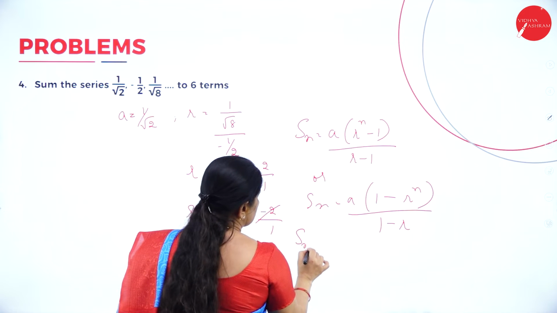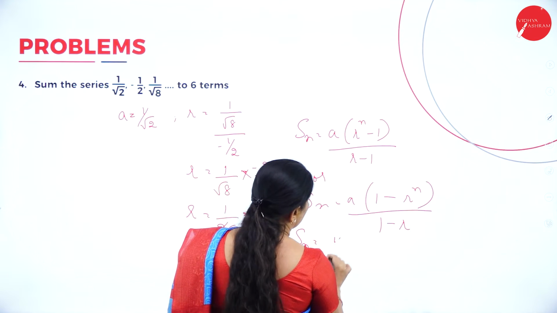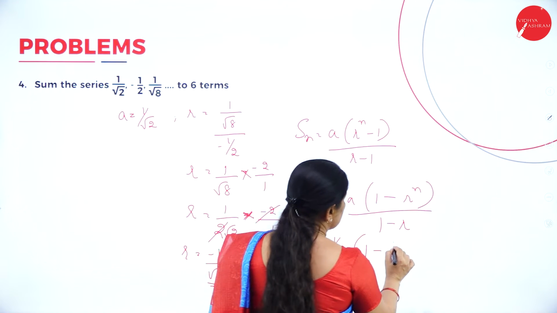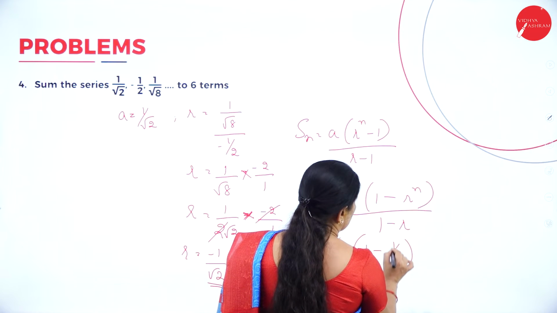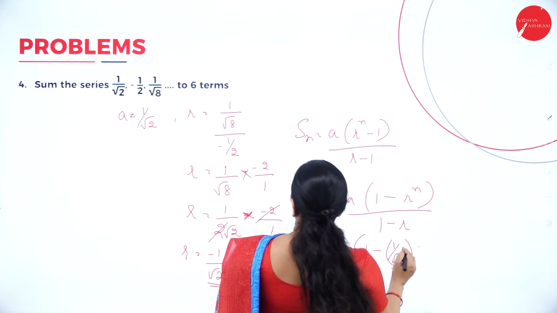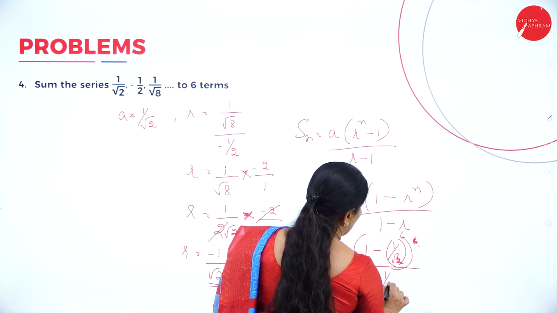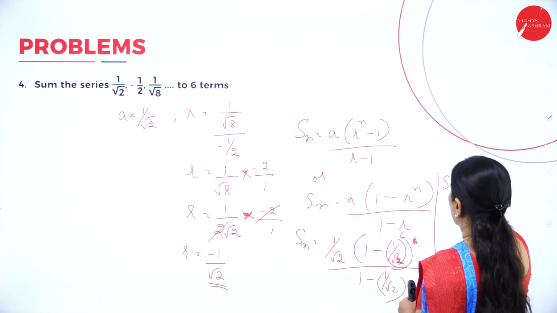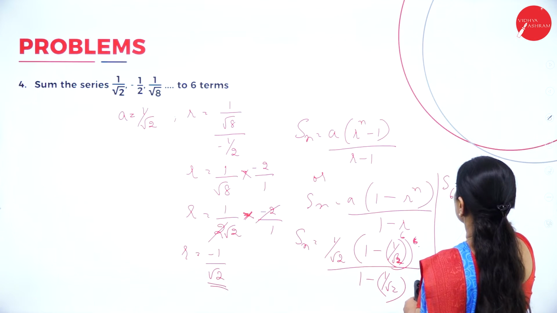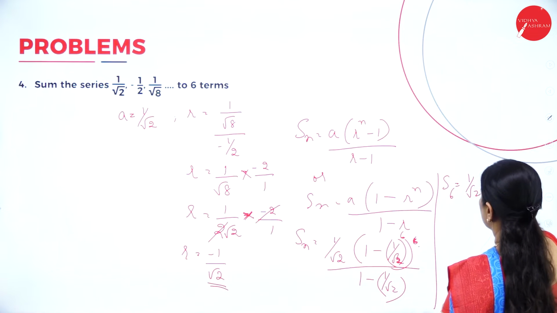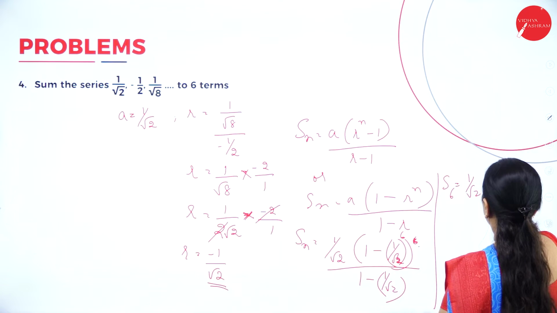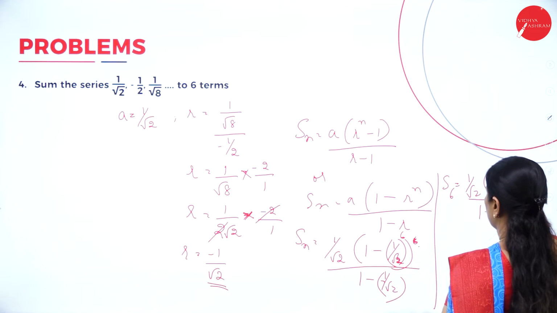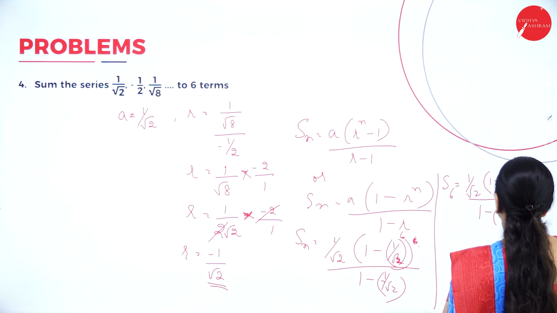So, I get Sn will be equal to, what is A? A will be equal to 1 by root 2, into 1 minus R. R is, so root 2 to the power 6, whole over 1 minus 1 by root 2. So, when I simplify this further, I get S6 equals 1 by root 2 into 1 minus 1 by 8, whole over 1 minus of minus 1 by root 2.